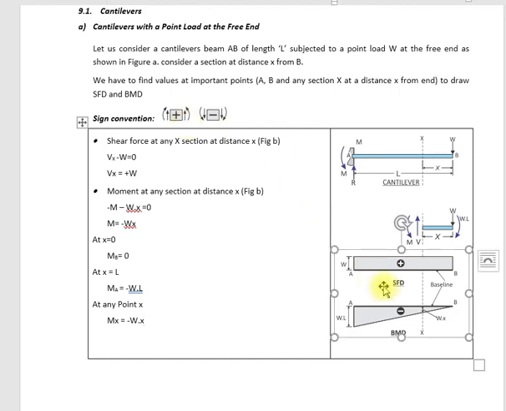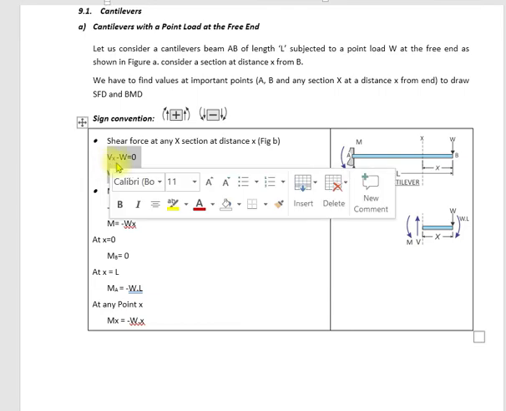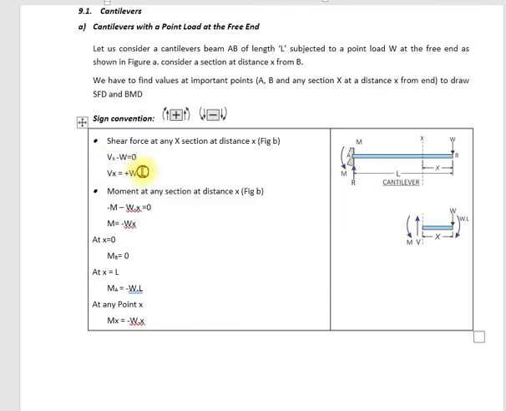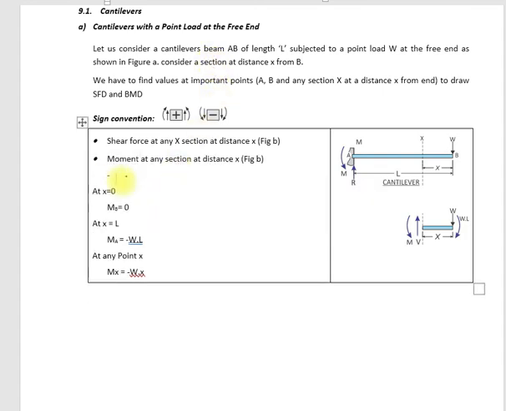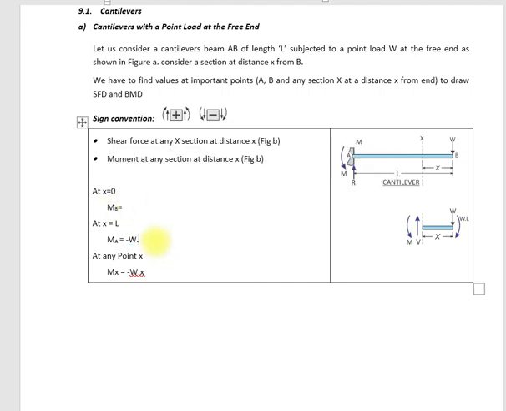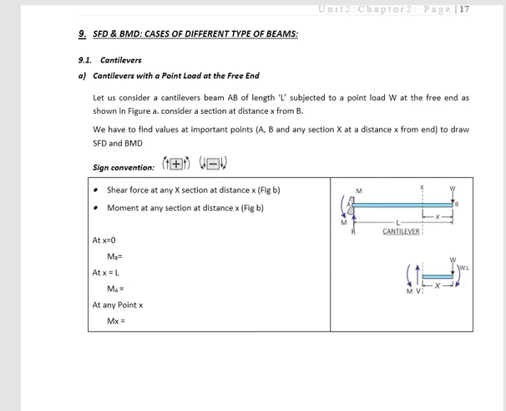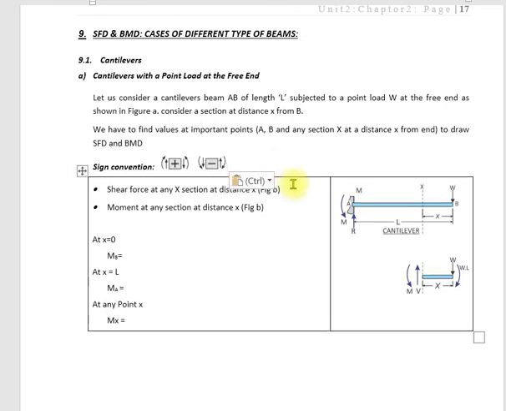So let me delete it here. This will remain the same, and let me delete all the things. I am just deleting the values. So now the sign convention we will be using will be, I am deleting this sign convention and will be using this sign convention.